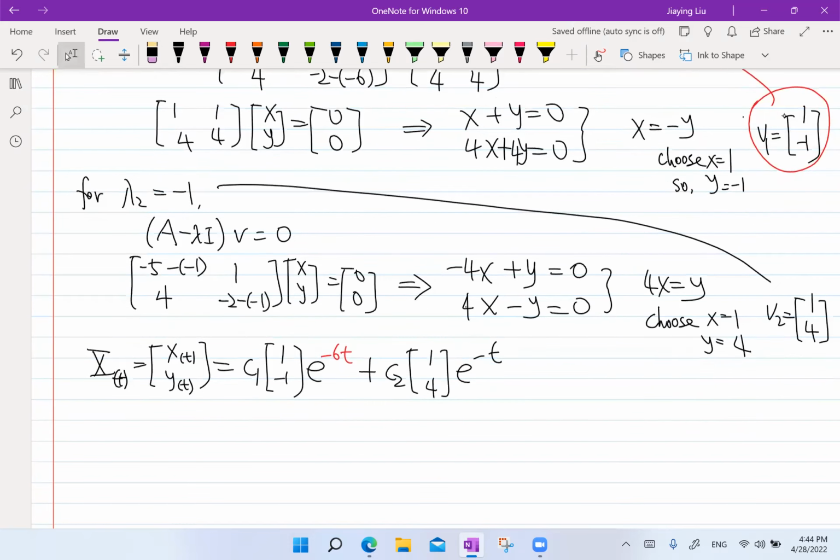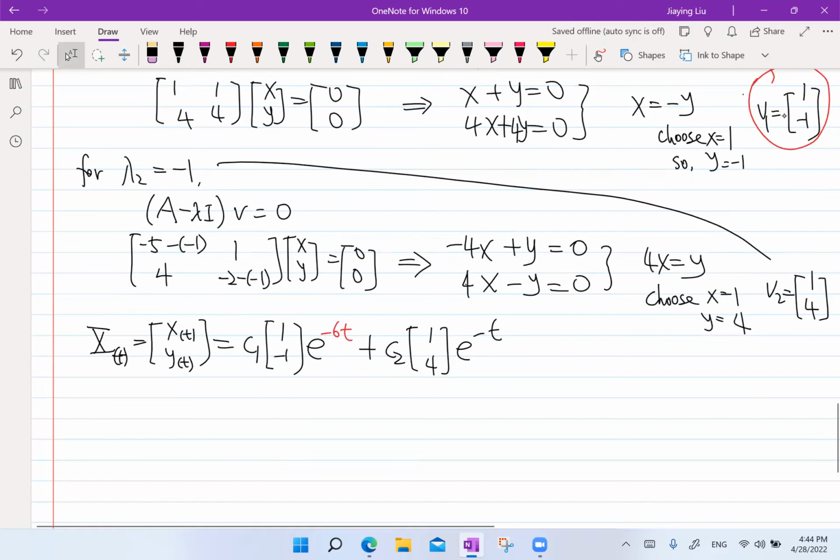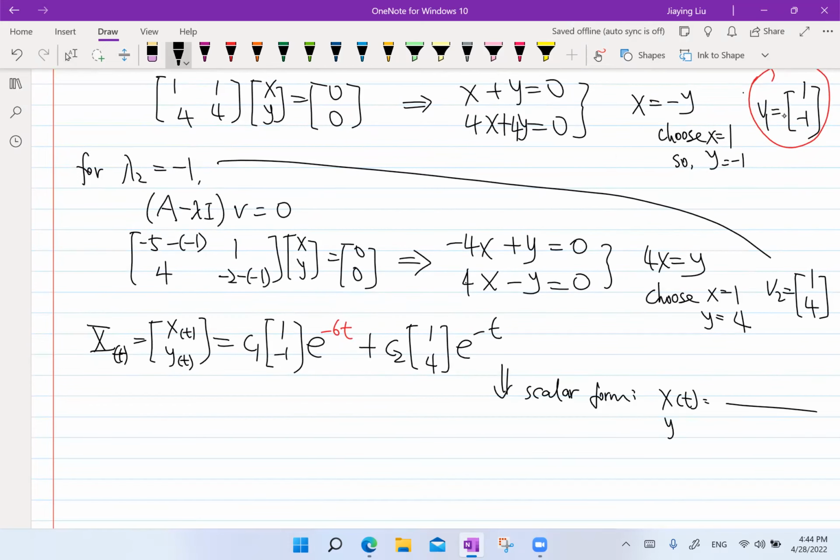Now, from here, there's a couple of things we could do. We could find the scalar form, which is going to be x of t equals something, y of t equals something. To do that, there's an easy shortcut, or you can take it formally. Formally, take the C1, distribute it into the vector with e to the -6t, put C2 in there, same thing with e to the -t, and then add them. The shortcut is to just read the top line and read the bottom line. The top line will be x of t: C1 times 1 times e to the -6t, plus C2 times 1 times e to the -t. So that's x of t.